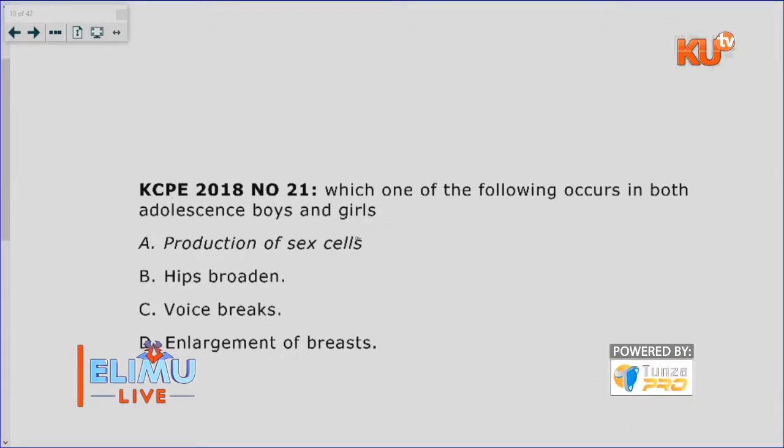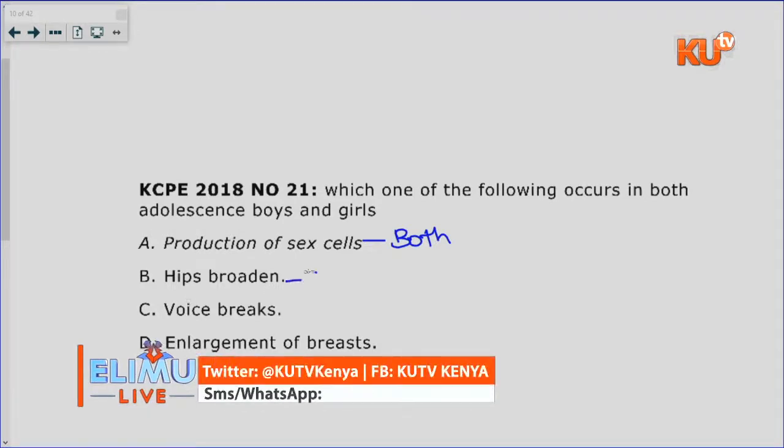Production of sex cells, this one is for both. Boys produce the sperms, girls produce the ovum. Hips broaden, this one is for girls, not for both. Voice breaks, this one is for boys. Enlargement of breasts, this one is for girls. So the right answer, KCPE 2018, was choice A. That was the right answer.